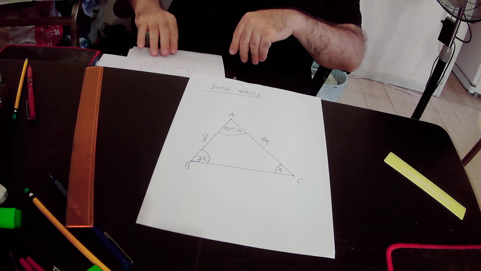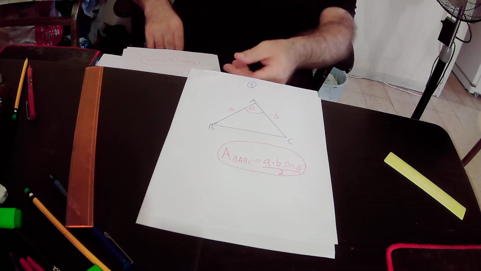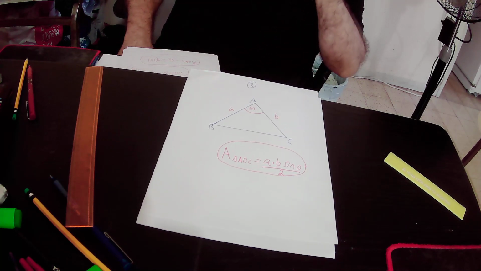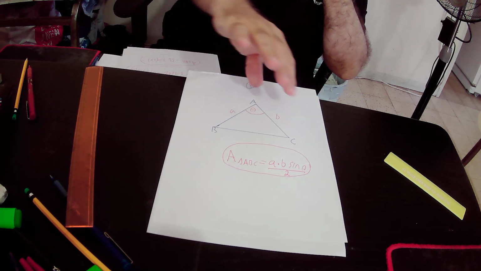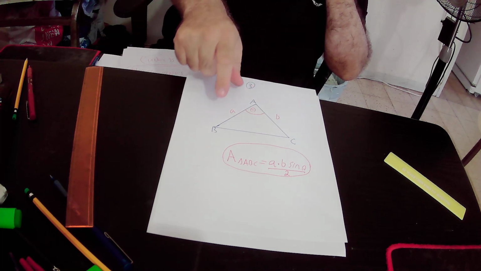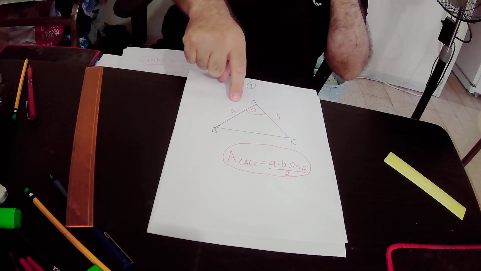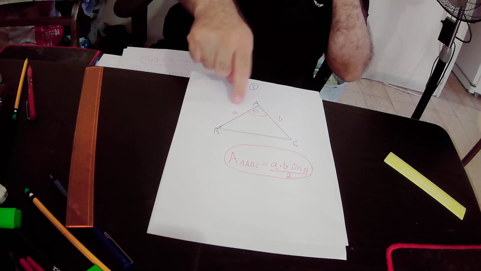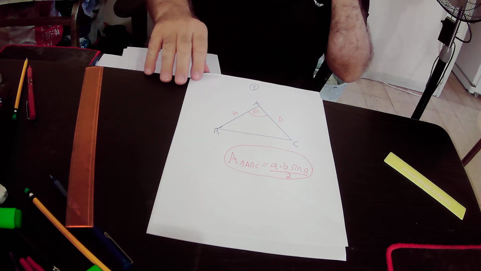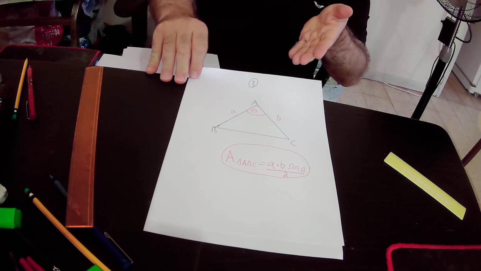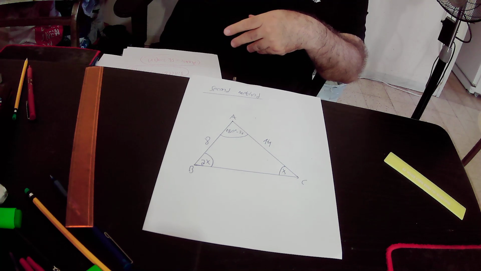We have a rule about the area of a triangle. In any triangle, for example, triangle ABC, if the size of AB is A units and the size of AC is B units, and the angle between AB and AC is theta, then the area of triangle ABC equals A times B times sine theta over 2.